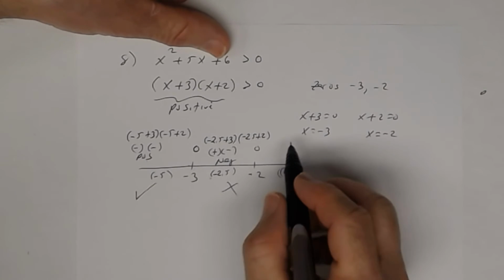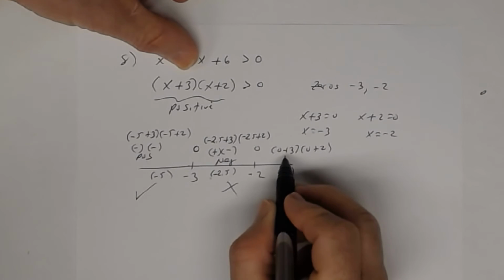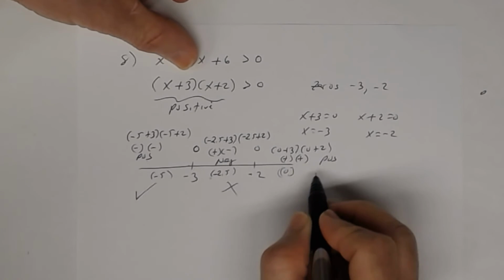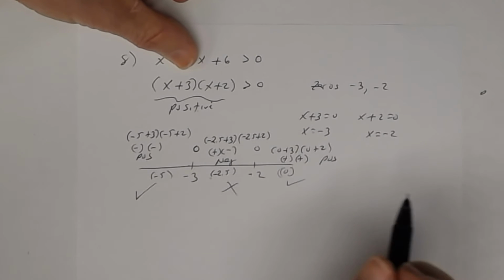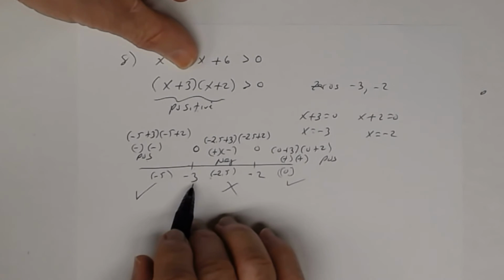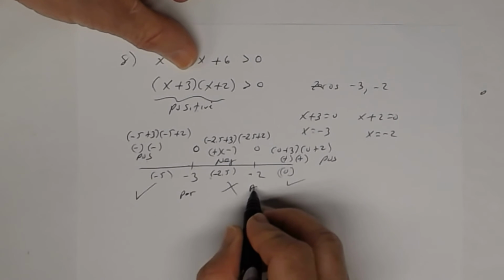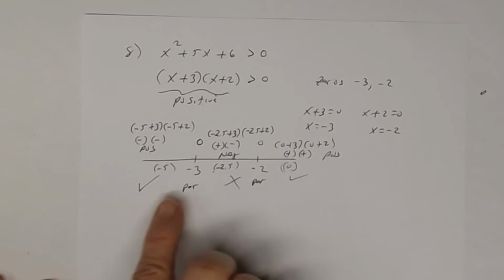If x is 0, I get 0 plus 3 times 0 plus 2. Well, 0 plus 3 is positive. 0 plus 2 is positive. Positive times a positive is a positive. Is that interval going to be a solution? The answer is yes. Okay. Now, remember, there's no equal sign, right? So that means that for these zeros, you're going to use parentheses, not brackets. So parentheses.